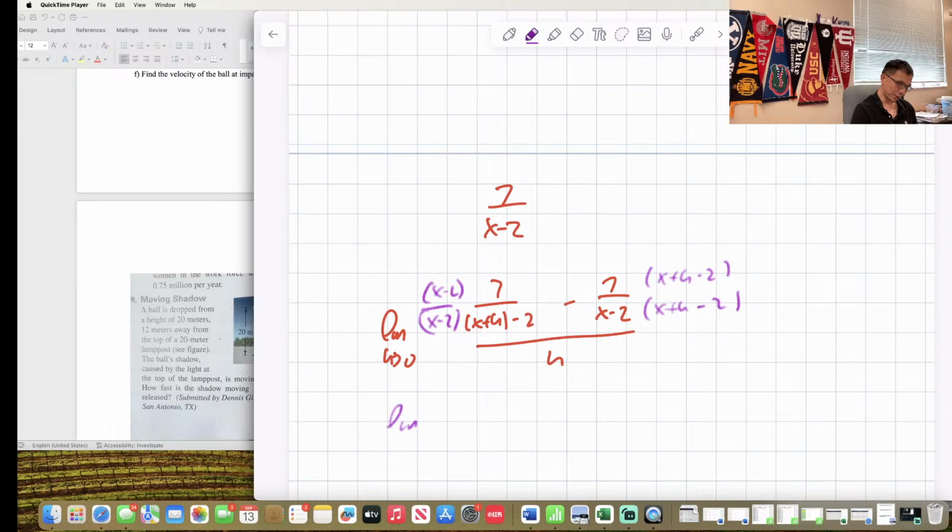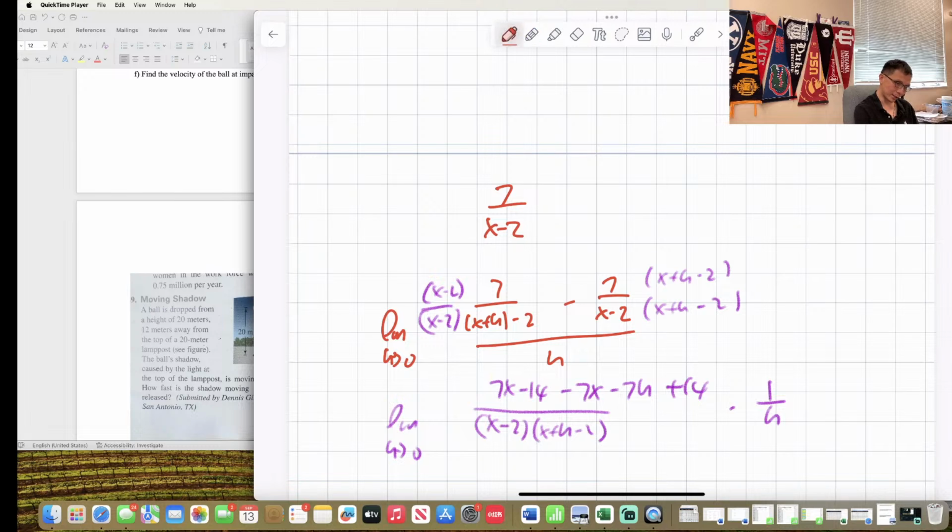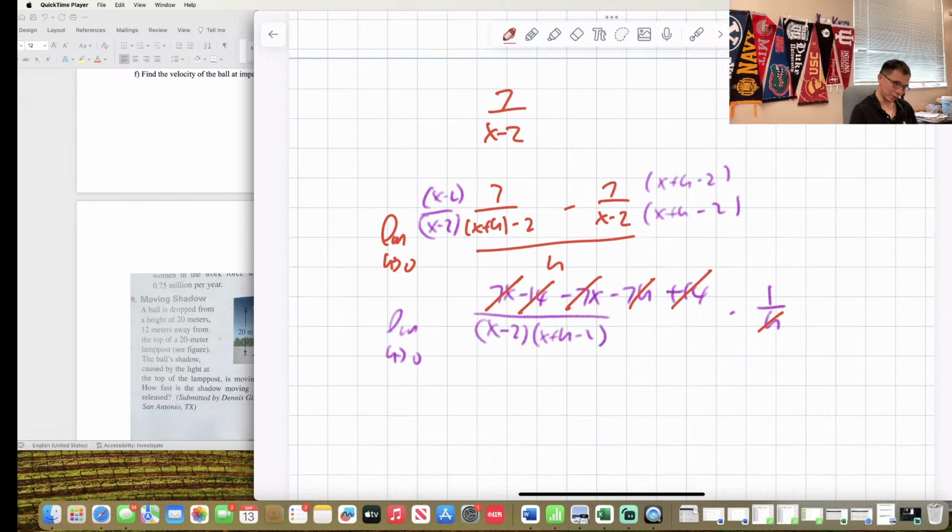Just combine the fractions, limit h approaches 0. It's going to be x minus 2 and then times x plus h minus 2. And this is 7x minus 14 minus 7x minus 7h plus 14, times 1 over h. And this takes 7x gone, 14 gone, h goes away, and -7 when h approaches 0, so it's -7 over x minus 2 squared. Questions?